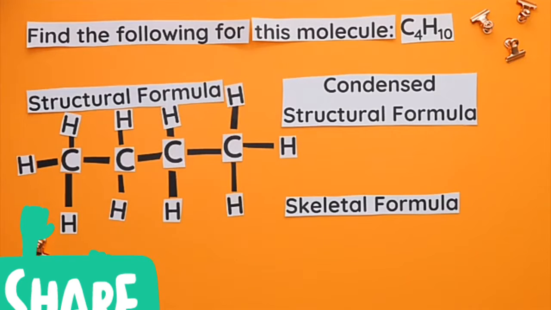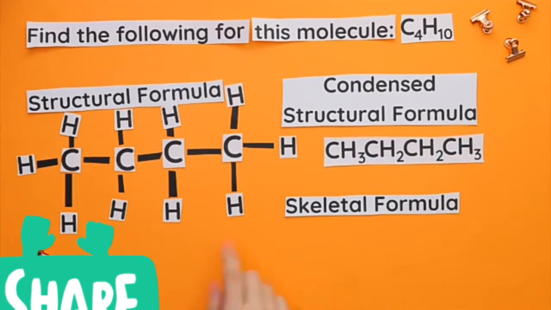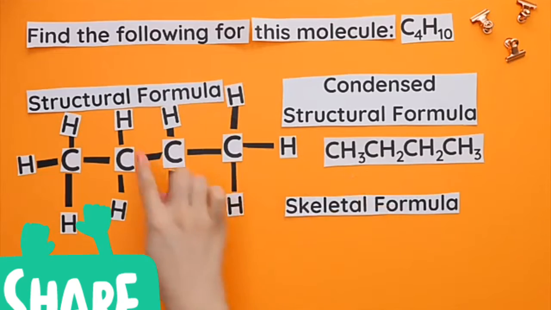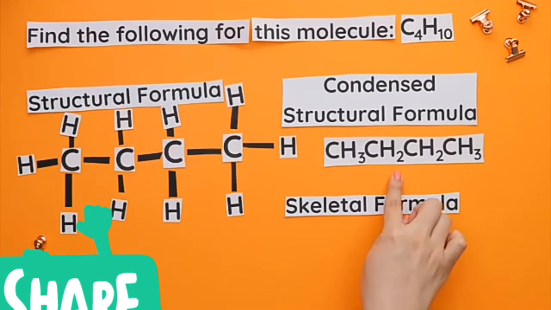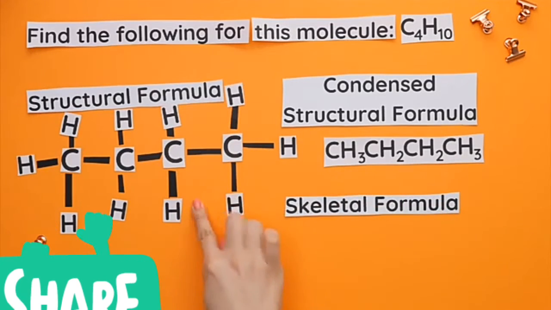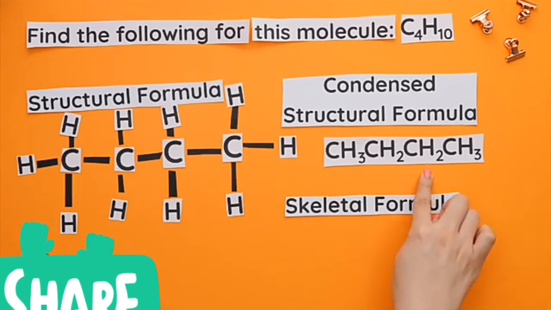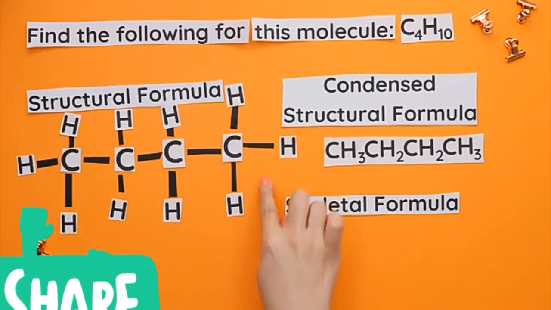Using the structural formula, we'll write the condensed structural formula, where this first carbon has 3 hydrogens, so CH3. The next carbon has 2 hydrogens, so CH2. Same for the next carbon, so CH2. And the last carbon has 3 hydrogens, so CH3. This is our condensed structural formula.